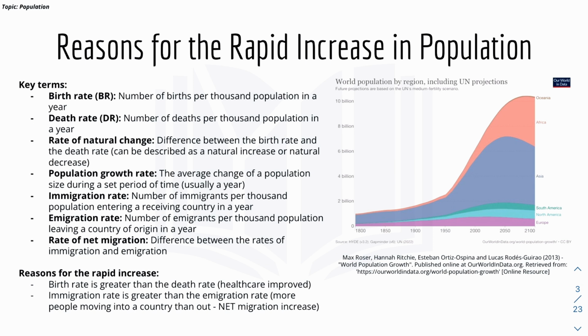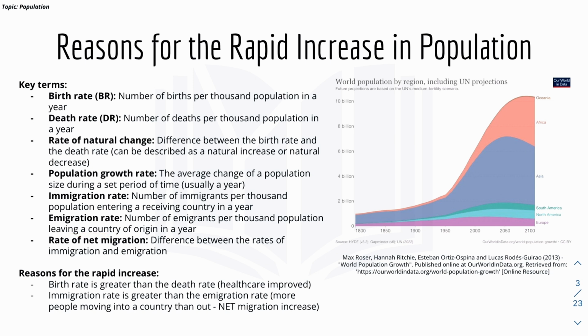And people often get immigration and emigration confused because of how similar they look, but the meaning is completely different. Immigration rate is basically describing the number of immigrants per thousand population entering a receiving country a year, whereas emigration is the number of emigrants per thousand population leaving a country of origin in a year, right?